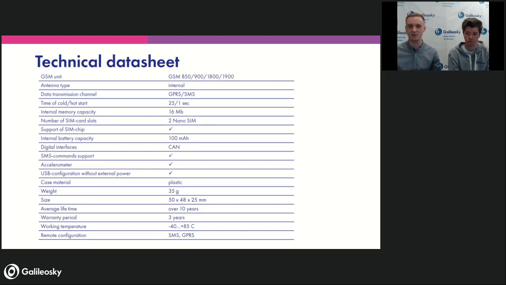The installation isn't done under the engine hood, not in the engine compartment. It is inside the cabin, so there is no water.